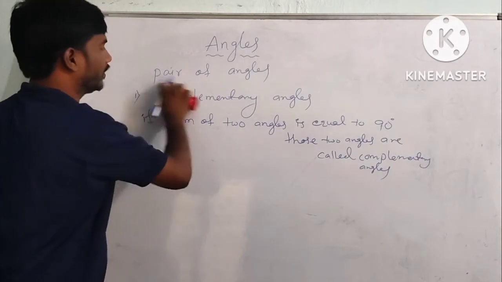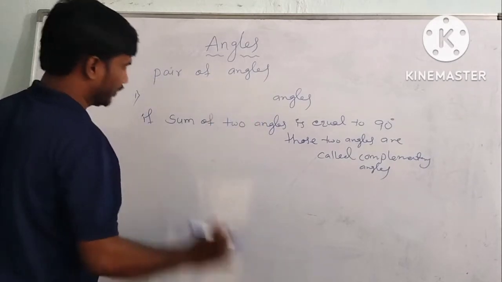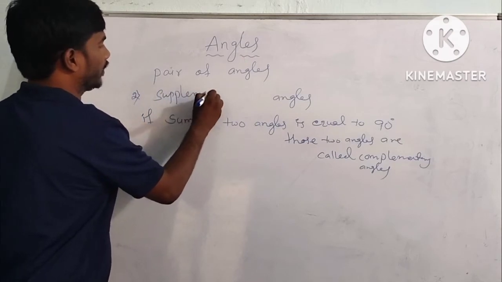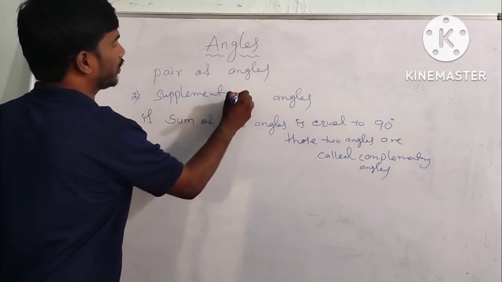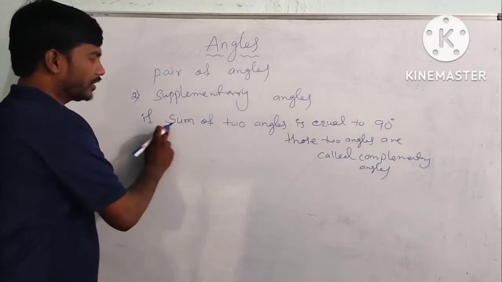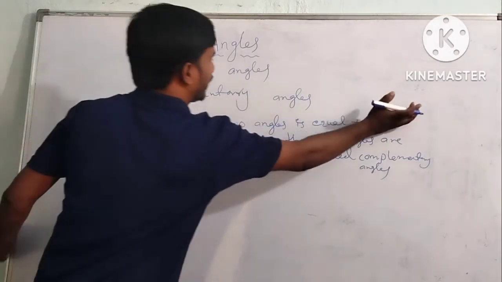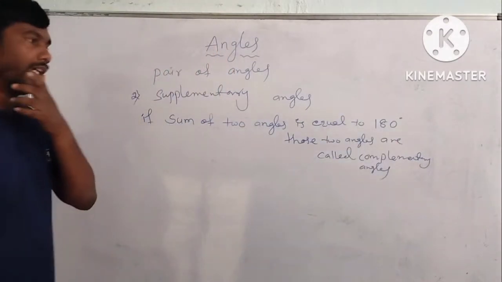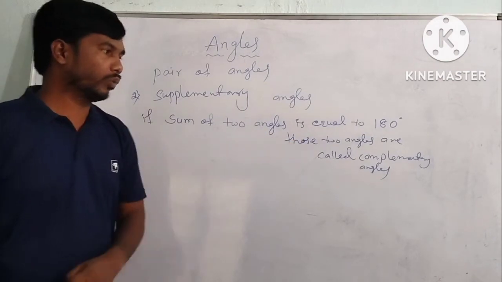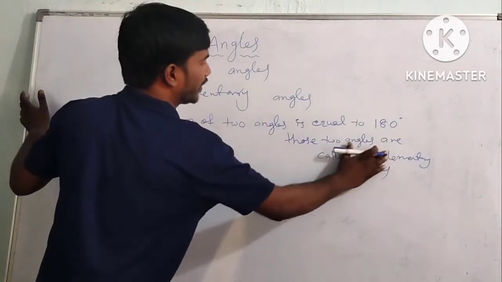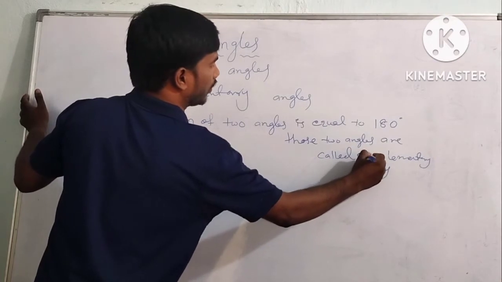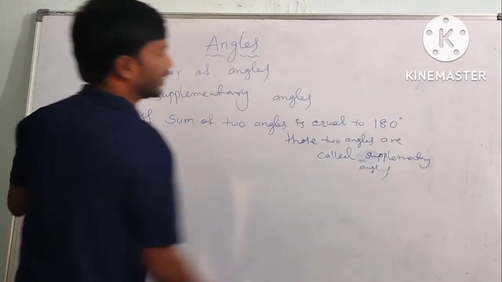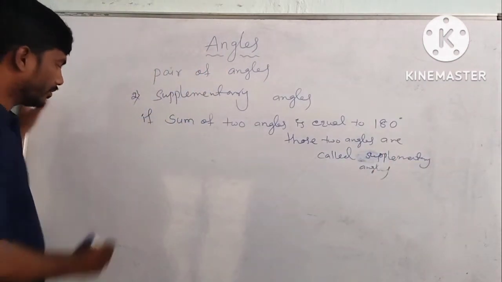Next, similarly, supplementary angles. Here the sum of two angles is equal to 180 degrees. If the sum of two angles is equal to 180 degrees, those two angles are called supplementary angles.